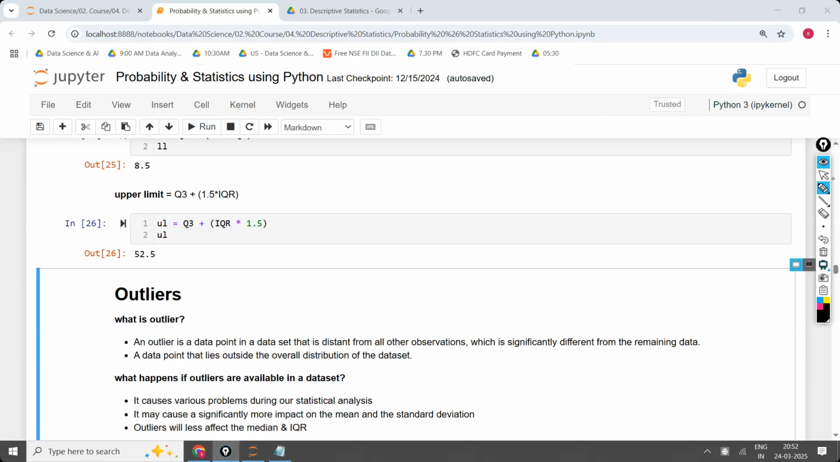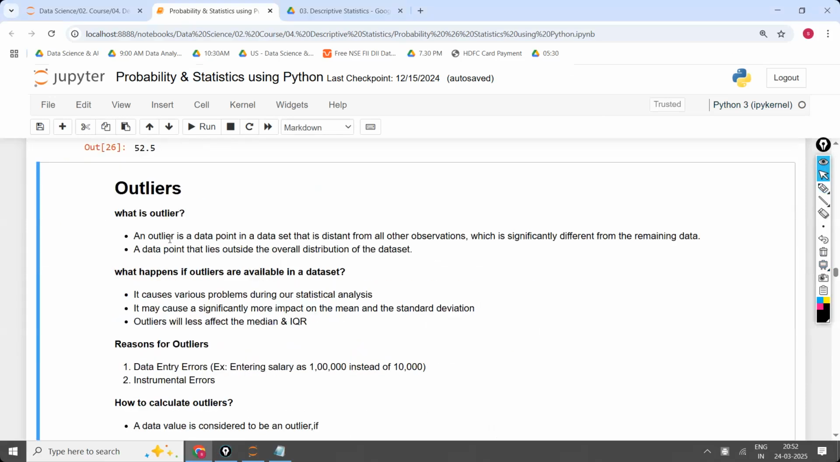Now, here, what is the problem? What is an outlier? First, what does outlier mean? A data point which is far away from other observations is called an outlier. A data point that lies outside the overall distribution of the data. Remaining data will be one type, this one will be something different. That might be on the left side, that might be on the right side.